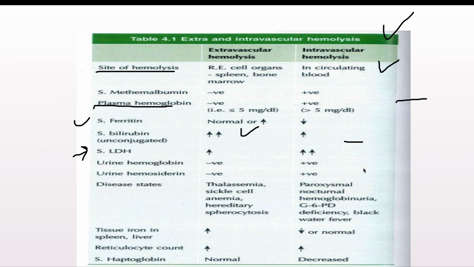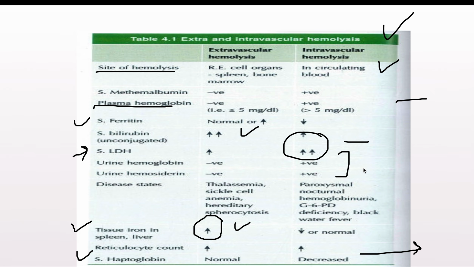But because in intravascular hemolysis the cells break down directly in the vessel itself, LDH will be more increased. Urine hemoglobin and urine hemosiderin, as we discussed, will be positive in the case of intravascular hemolysis. Then tissue iron will be increased in extravascular hemolysis and will be low in intravascular, because in extravascular the iron was being reutilized. Then one more important thing to note is serum haptoglobin, that we already discussed. It is normal in extravascular hemolysis and will be decreased in intravascular hemolysis.